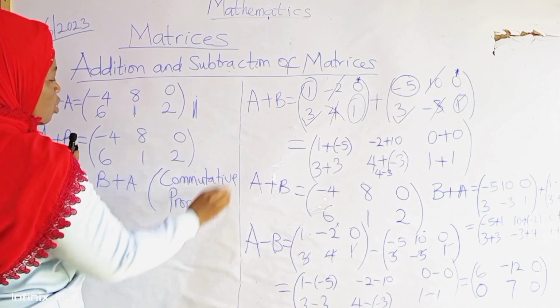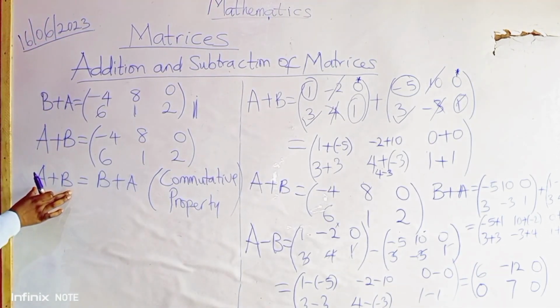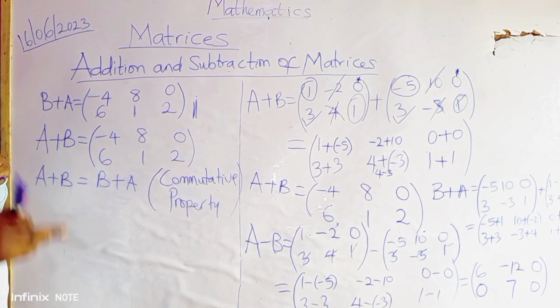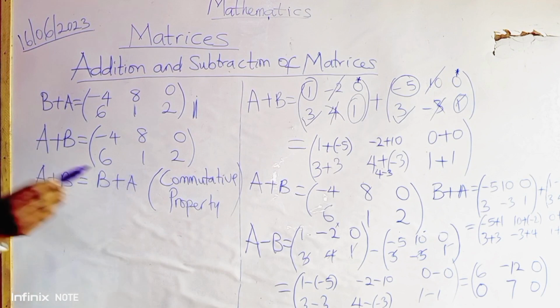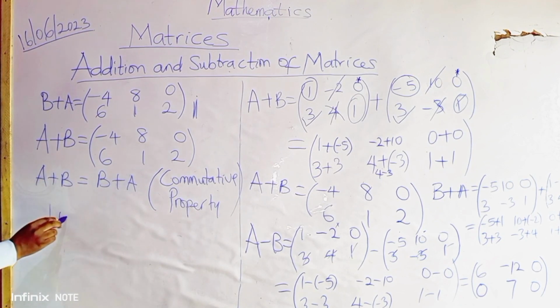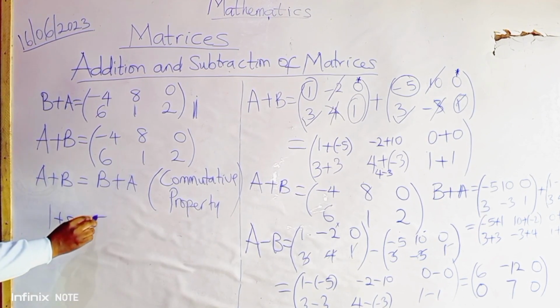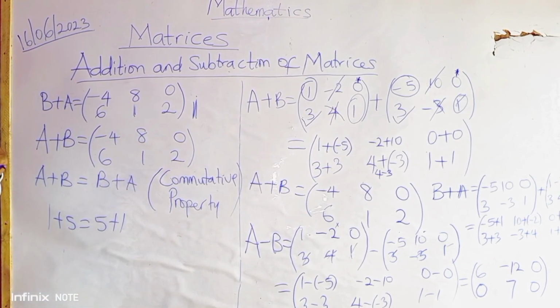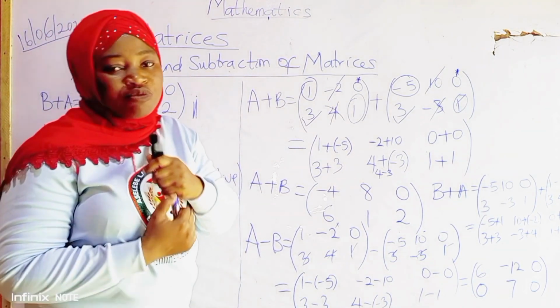Commutative is when you have two numbers or three numbers, and after interchanging them, you still add them and get the same thing. For example, 1 plus 5 is still the same thing as 5 plus 1. So that is commutative. Now, that is for addition and subtraction of matrices.